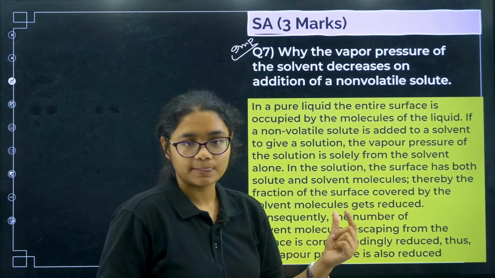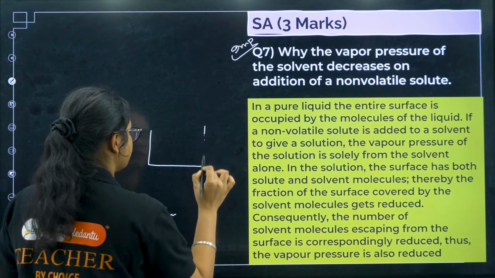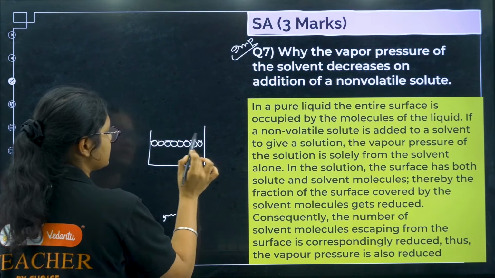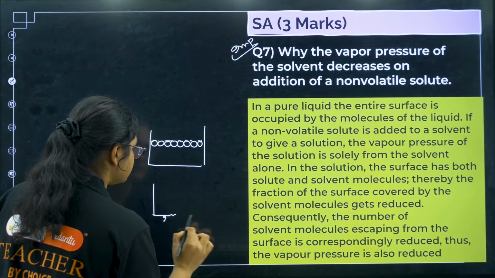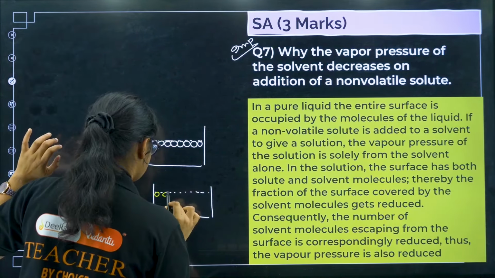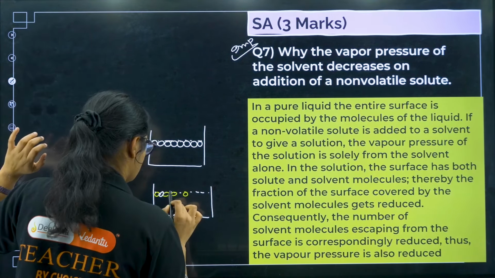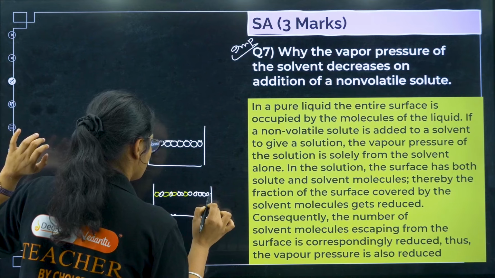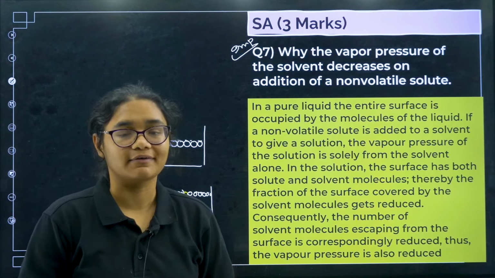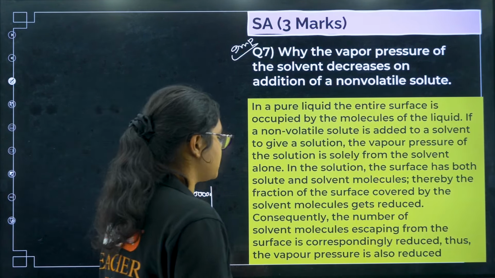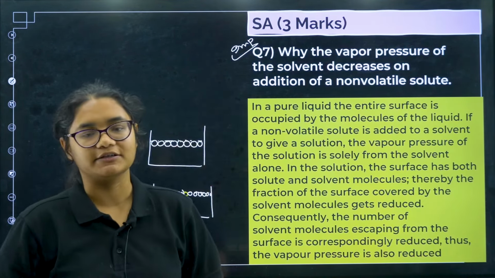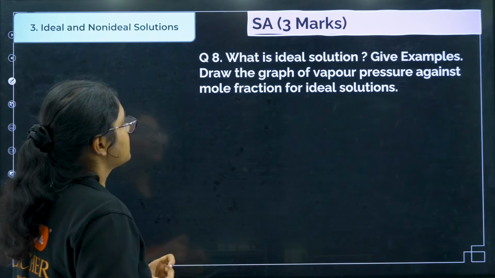solvent molecules gets reduced. For example, if you have pure solvent, and this is the level, we have 1, 2, 3, 4, 5, 6, 7, 8 particles in the solvent. Now what you did, you made a solution and added solute to it. So what will happen now? Now you see certain particles are covered by the solute particles, right? So now these solute particles will not evaporate, only the solvent particles will evaporate. So that is why the number of solvent molecules escaping from the surface is correspondingly reduced, thus the vapor pressure is also reduced.